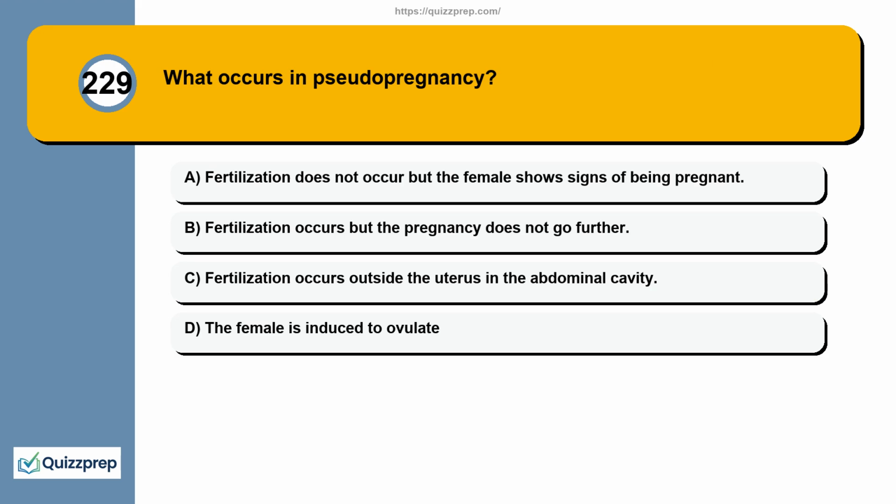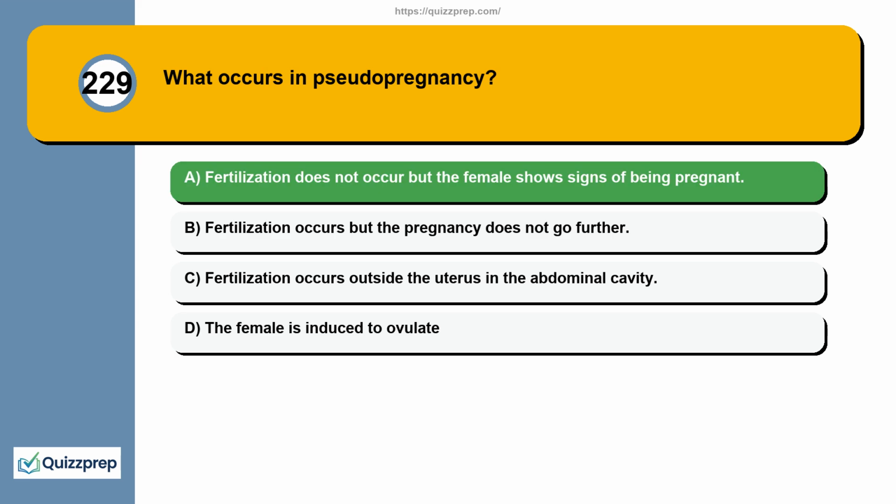Question 229. What occurs in pseudopregnancy? Option A. Fertilization does not occur but the female shows signs of being pregnant. Option B. Fertilization occurs but the pregnancy does not go further. Option C. Fertilization occurs outside the uterus in the abdominal cavity. Option D. The female is induced to ovulate. The correct answer is option A. Fertilization does not occur but the female shows signs of being pregnant.